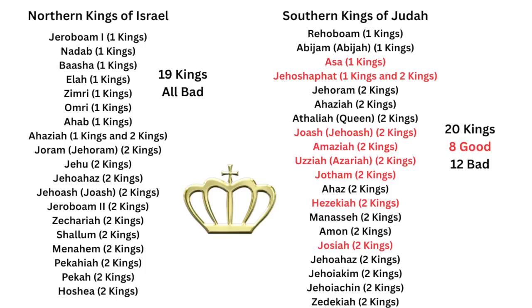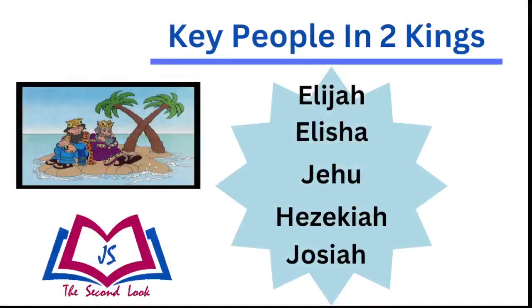The key people in the book of 2 Kings are, number 1, Elijah. And again, he appears really only in the first 2 chapters. He is going to ascend to heaven in a whirlwind, and God is going to take him. He doesn't die. And then his successor is Elisha. Elisha is known for his miracles, like healing Naaman's leprosy and raising the Shunammite woman.